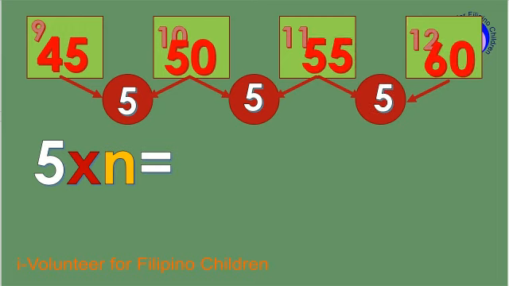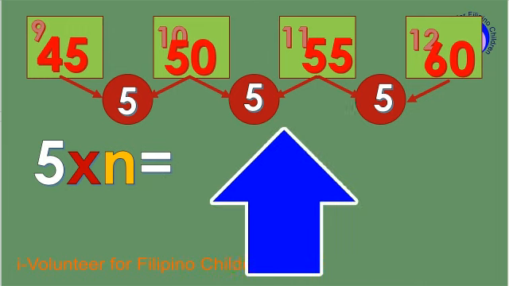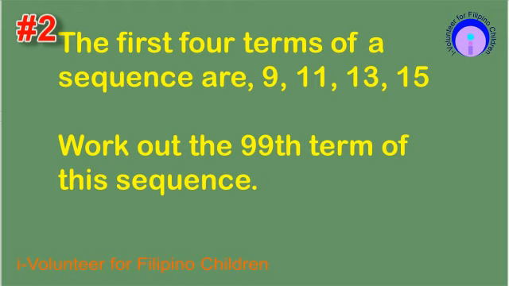Yan, kahit hindi tinatanong sa question, sinama ko na rin upang pag-aralan ninyo. Take a look with the difference of each term. Tigli-5 sila, di ba? Item number 2 has the following first 4 terms: 9, 11, 13, and 15.